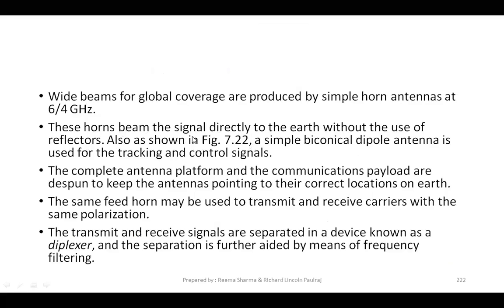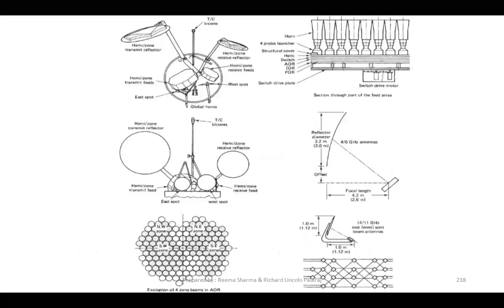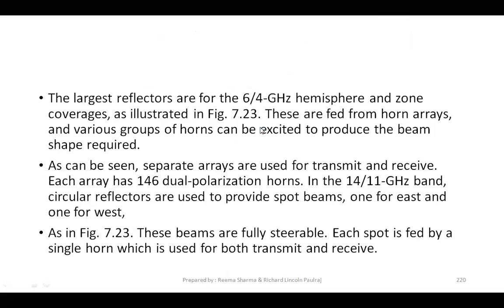This horn beams signals directly to the earth without the use of reflectors. As shown in the figure, a simple biconical dipole antenna is used for tracking and controlling signals. So the biconical dipole antenna is here. I'll show you. Yeah, here. So this is the biconical dipole antenna. Just look at it.